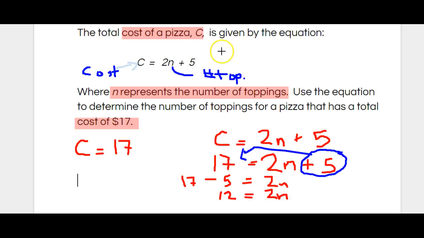So now to isolate my n, to get it all by itself on one side, I need to undo the multiplication, the divide. So I'm going to divide by 2. Whatever I do to one side, I do to the other. And that allows me to cancel out my 2's. And that tells me that the value of n is 6 in this case. So what does that mean? That means, therefore, that they needed 6 toppings. The number of toppings were 6. And so that makes sense, right? 6 times 2 plus 5 does give me $17 in this case.